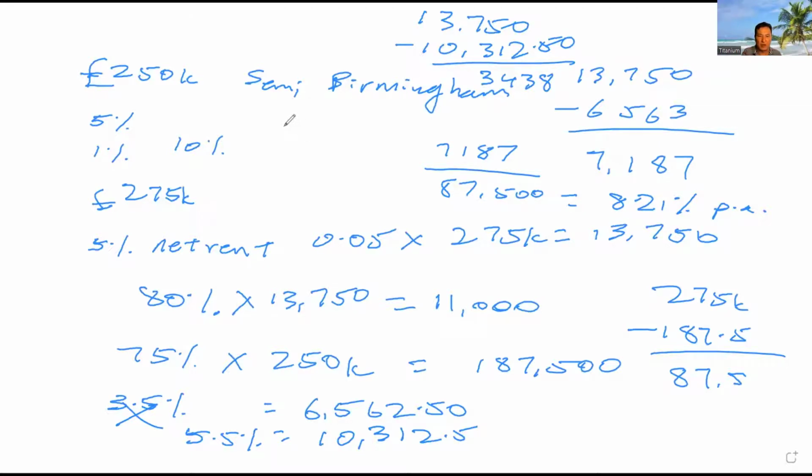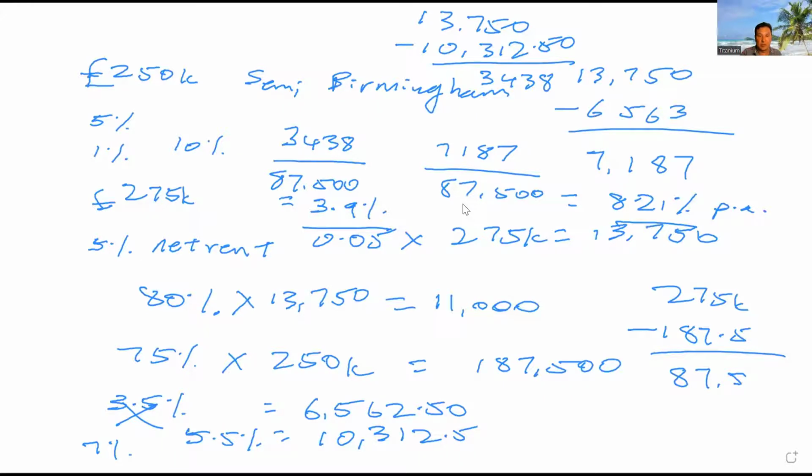And what's your return on equity? 3,438 divided by 87,500, you end up with 3.9% on rental alone. So 3.9 versus 8.2. Suddenly it turns out to be not so good, right? And worse, if the interest rate goes up another 1.5%, say to 7%, that's the end of your returns. So this explains a lot.